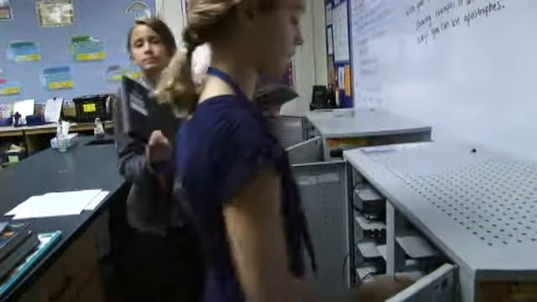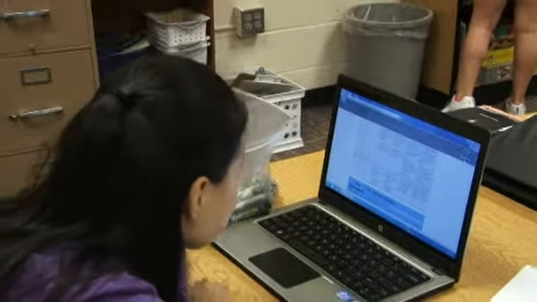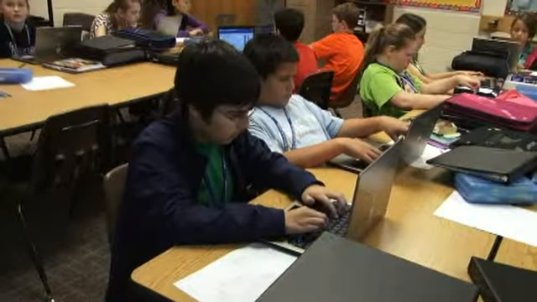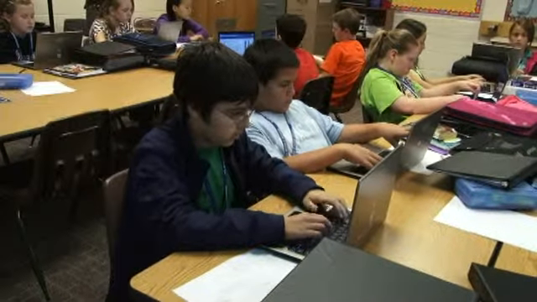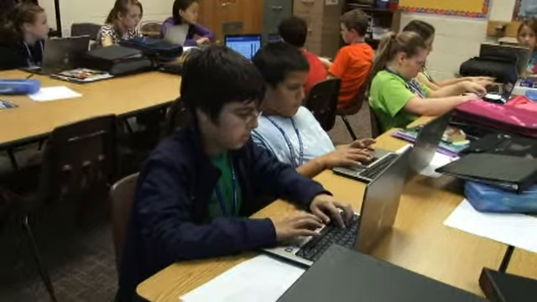I think it increases their motivation and engagement. The interest level goes way up as soon as we're on the computers, and they enjoy being able to read each other's writing and respond to it. I really like to use technology, and it just seems a little bit easier than writing because my hand starts to hurt after a while. So typing it down I think it's easier.